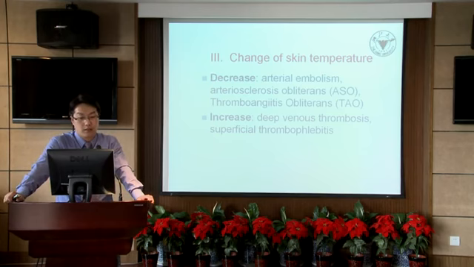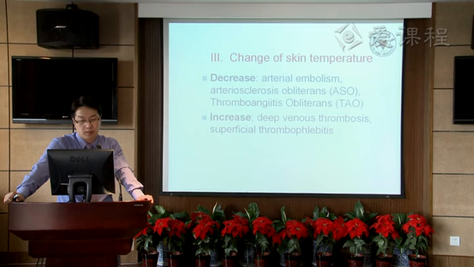And the third is changing of skin temperature. Such as artery embolism, atherosclerosis obliterans, which means ASO, and thromboangiitis obliterans, which means TAO, show the decreased skin temperature. Such as the deep venous thrombosis and superficial thrombophlebitis increase the skin temperature.